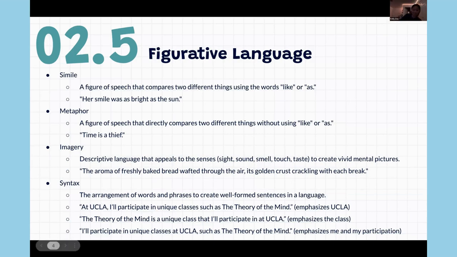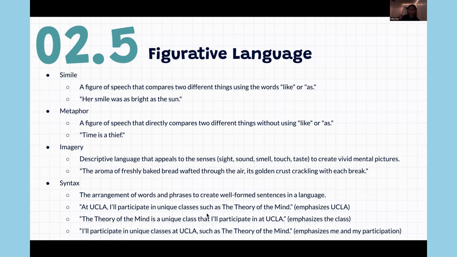And then the final style is syntax, which is the arrangement of words and phrases to create well-formed sentences in a language. This one's a little bit harder to see an example of because we need multiple examples to compare and contrast them. So I have 3 examples here, and they're all saying basically the same thing, using basically the same words, but the order that I put the words in really changes what you're thinking about and what's emphasized in the sentence.